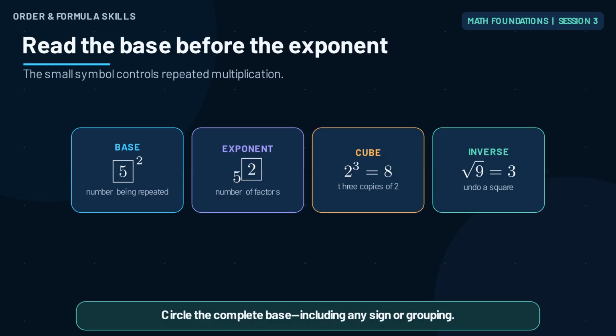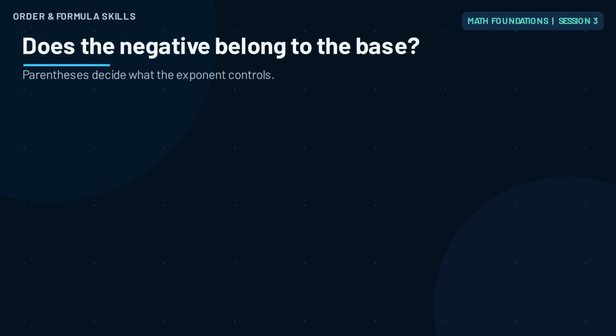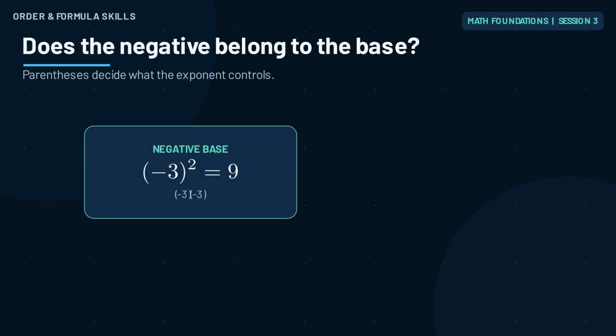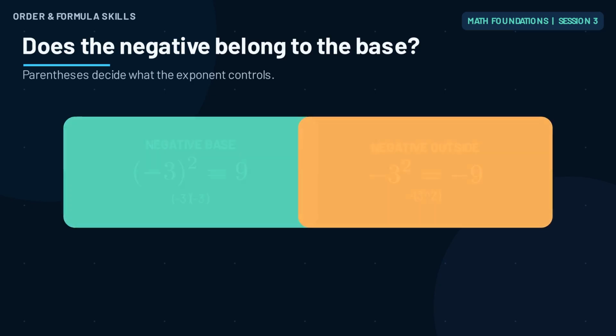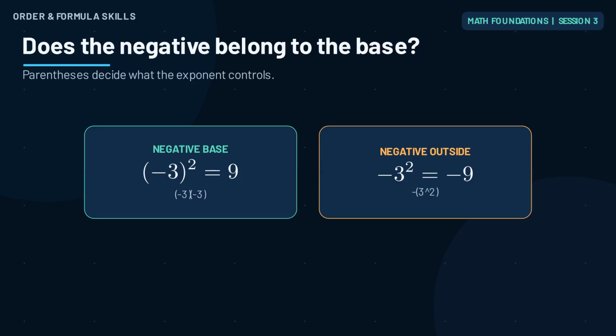Before calculating, circle the base and notice whether a sign or group is included inside it. Parentheses decide whether a negative sign belongs to the base. In the quantity (-3) squared, the whole -3 is the base. Multiplying -3 by -3 gives +9. In -3 squared without parentheses, the exponent applies to 3 only. 3 squared is 9, and the negative sign stays outside, producing -9. These expressions look similar but mean different things.